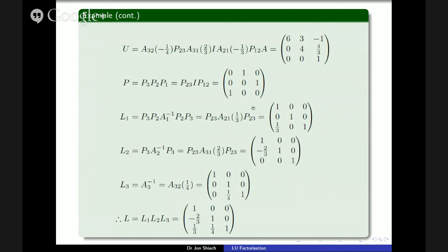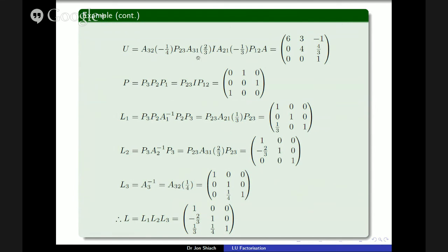Now we have to calculate the L's, and they can be a bit nasty. I'm going to start with L3 because it's the easiest one. L3 is the inverse of the last addition we did. If I find the inverse of that, that gives me my L3, so A32 of 1/4, that's a quarter there. My second addition was A31 of 2/3.